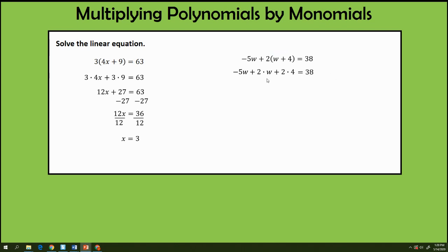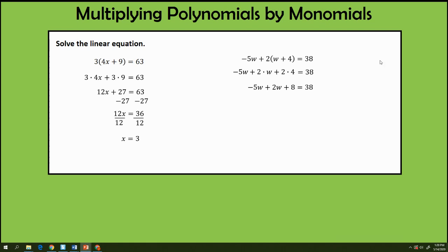We got this set up now. So now I have three terms on the left side: a negative 5w, a 2 times w, and a 2 times 4 term. So if I simplify all those, it looks like this. So three terms, negative 5w, 2w, 8 equals 38.